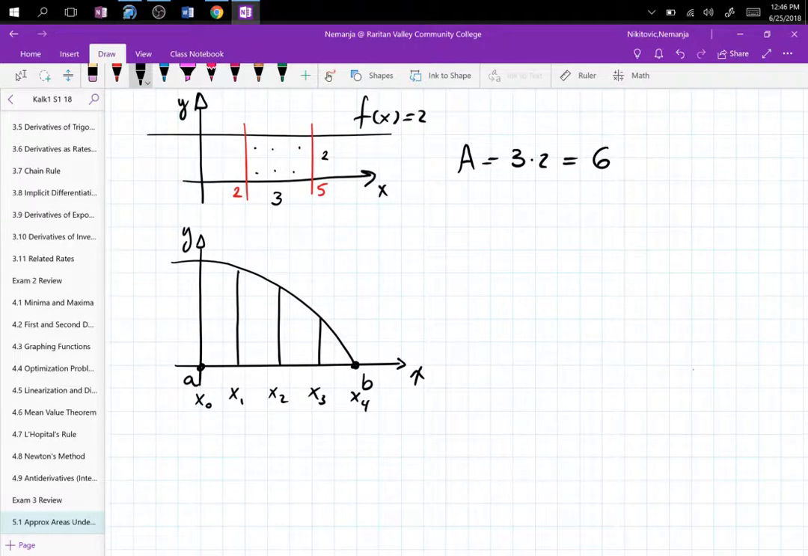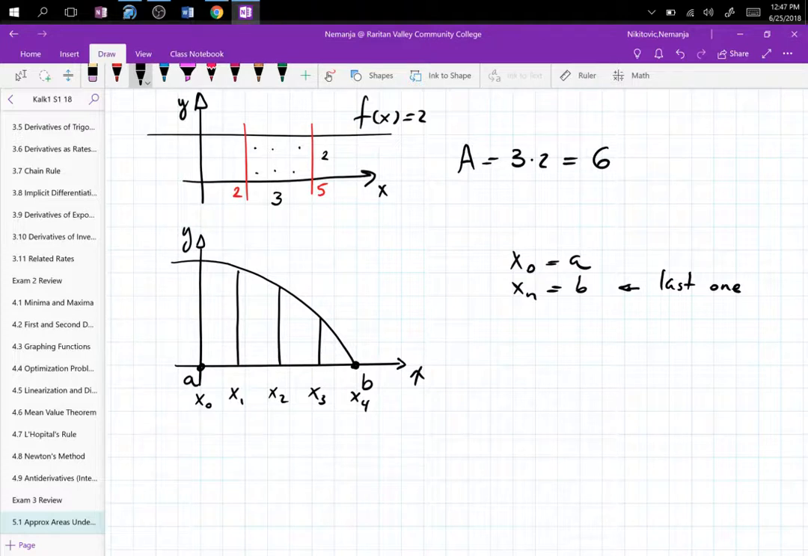Those 0, 1, 2, 3, 4, they're just counters, okay? We count so we know which location we are talking about, and we see that our x0 is our a, and our xn, which is the last one, is our b. Why do I put n? Well, because I decided to cut now with 4 rectangles, which are 3 lines.